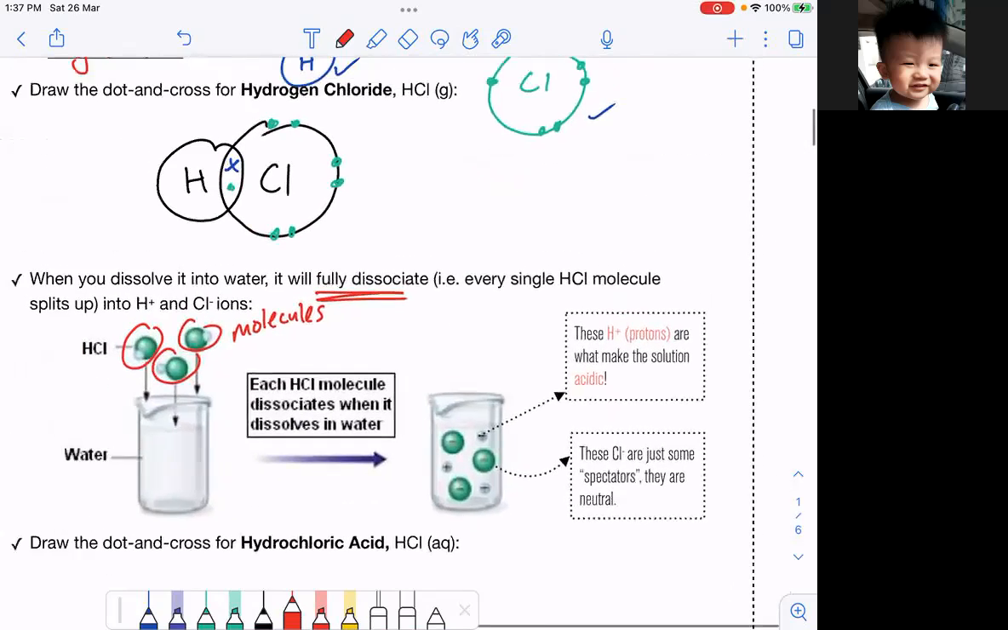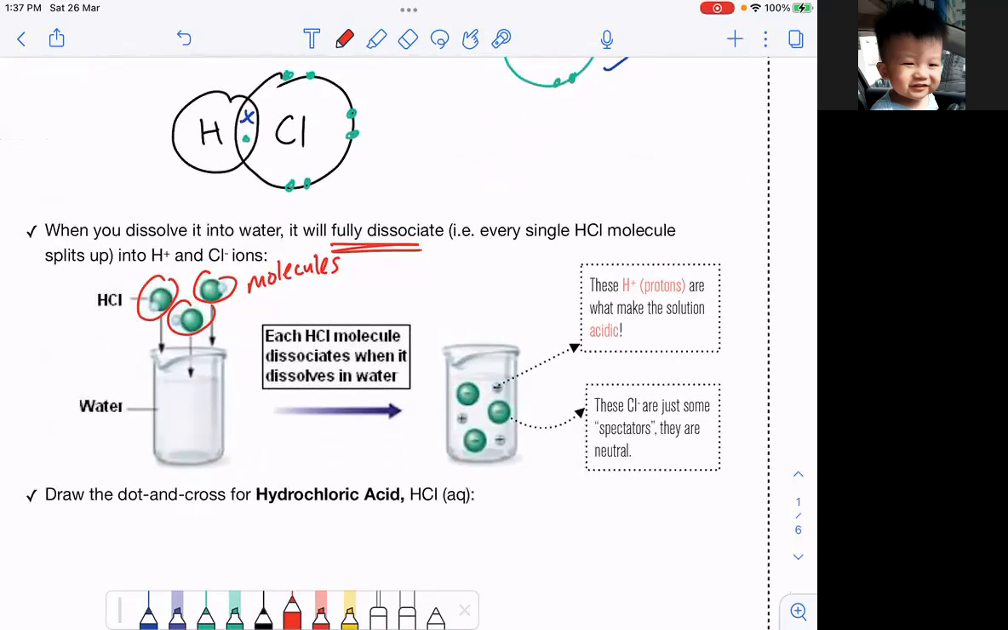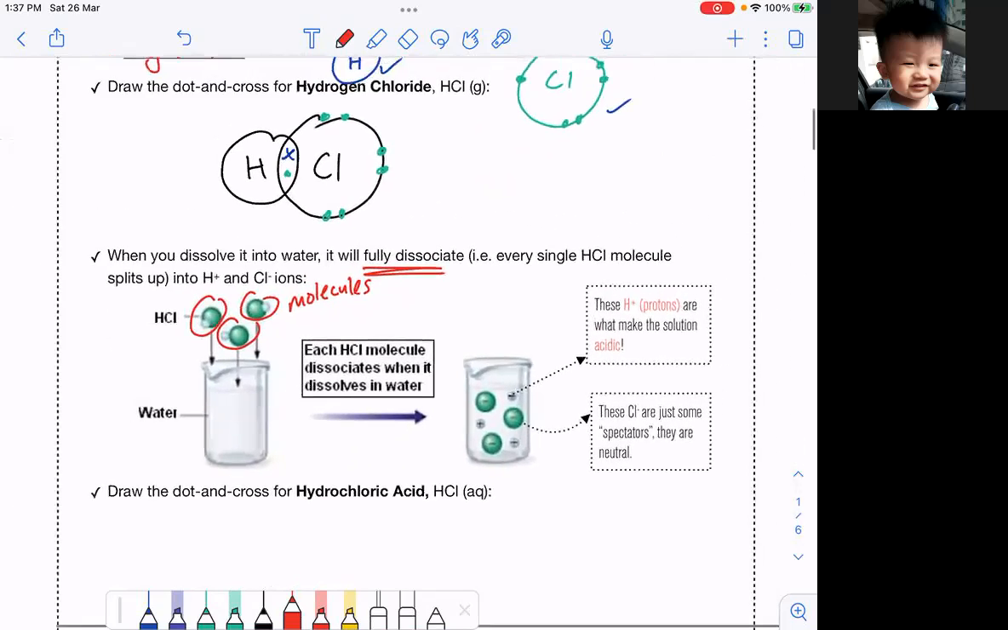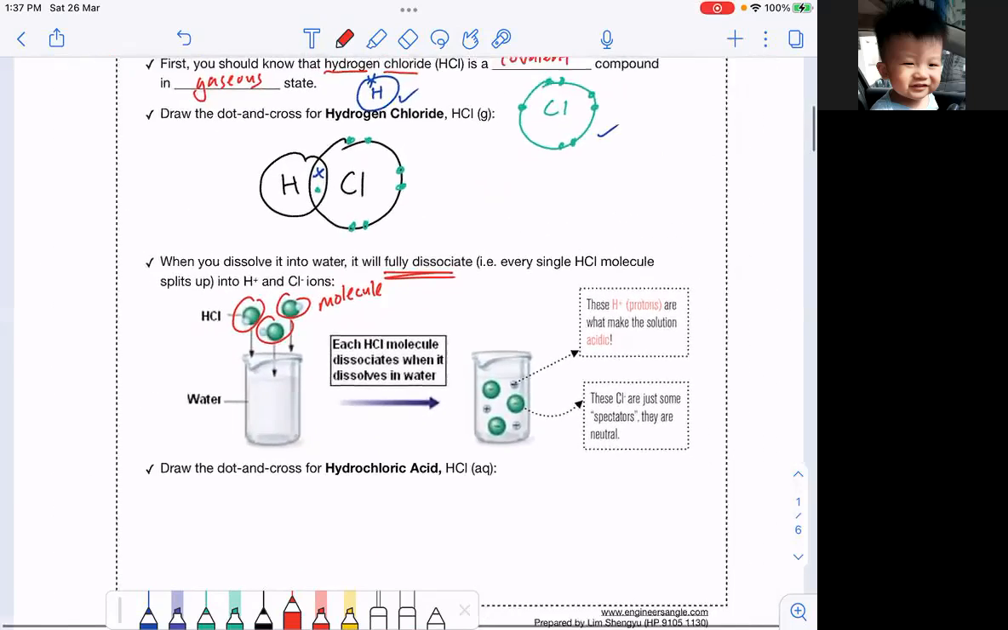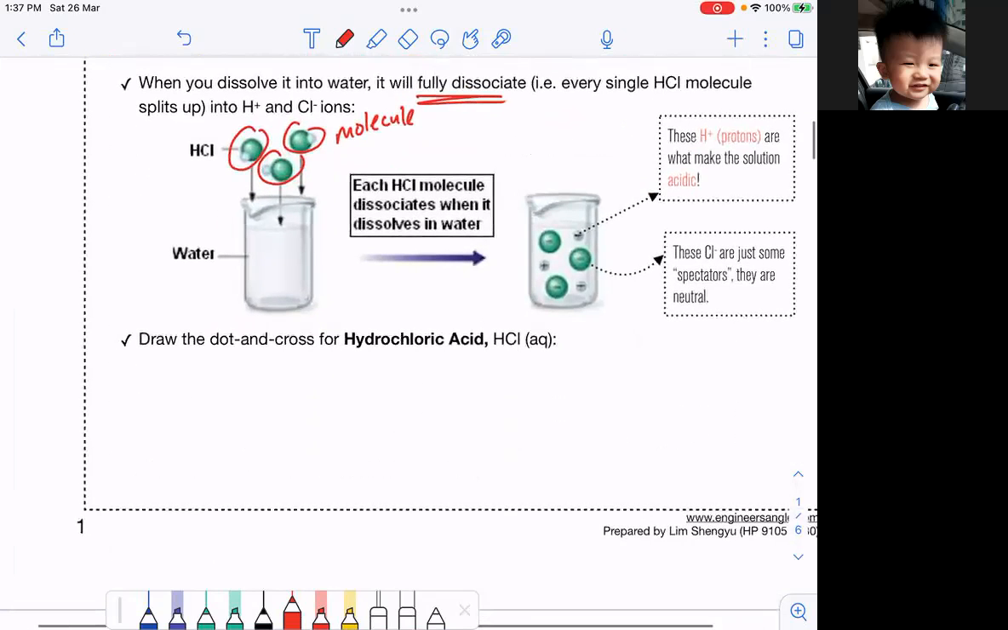Now, what happens to them is water will force the H and the Cl to separate. What's the proper word to say they separate? Dissociate. It will dissociate into H plus and Cl minus. So now, how do you draw H plus? H plus means a hydrogen atom. Plus means what? I lost an electron. So no more electron. Just like that.